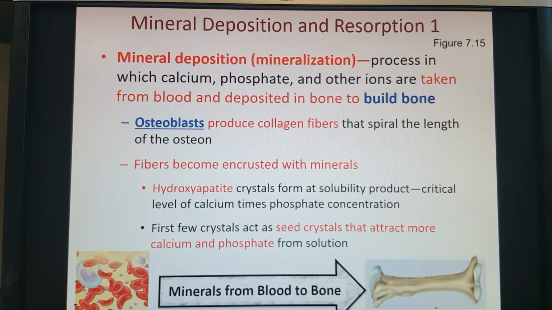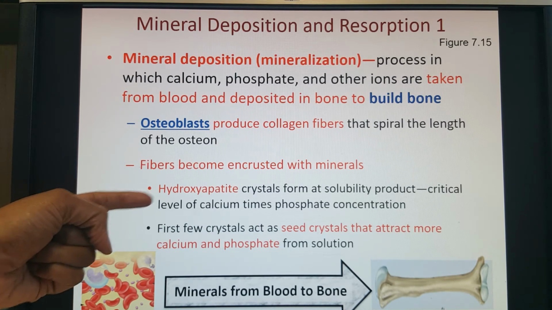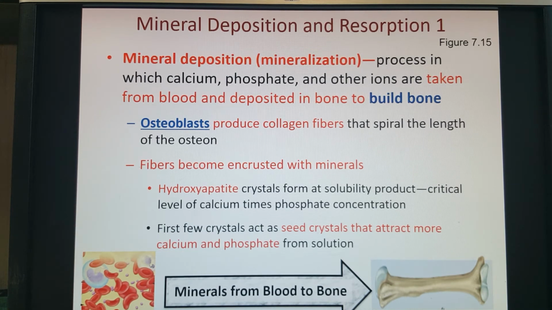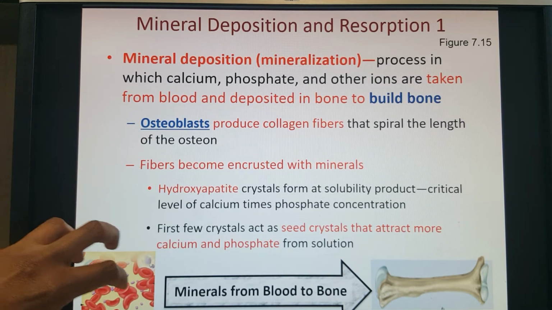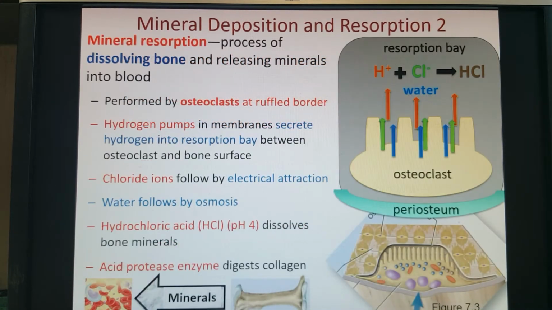So we have deposition, so mineral deposition made by the osteoblast. They're going to produce the collagen fibers. Those collagen fibers become mineralized using, again, hydroxyapatite, which is our calcium phosphate crystal, which is most of what our bone is. So by creating collagen, we'll remove those minerals and take them from the blood to the bone.